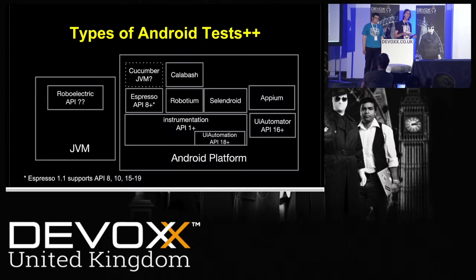From the feature file perspective, there's a little tool called Cucumber JVM. Cucumber JVM will allow you to run BDD style given when then, and then actually execute activity instrumentation tests. So I recommend giving this a go as an alternative to Calabash.